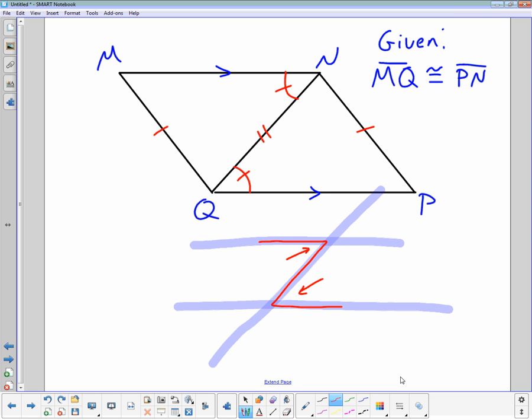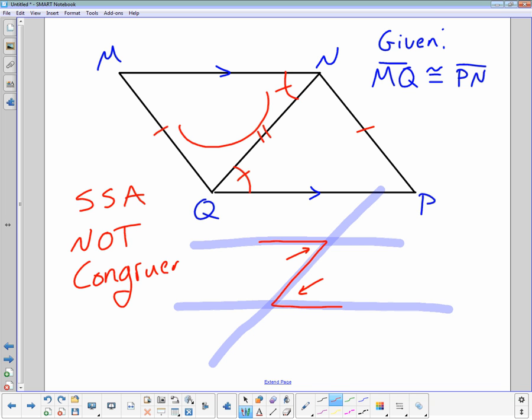What method of proof? Is that good? That's bad. These are not congruent, even though we would have liked them to have been congruent. Yeah, I know, but not everything works out for us.